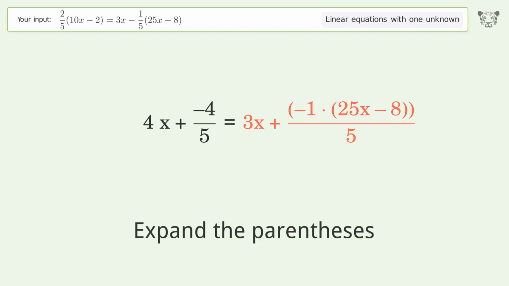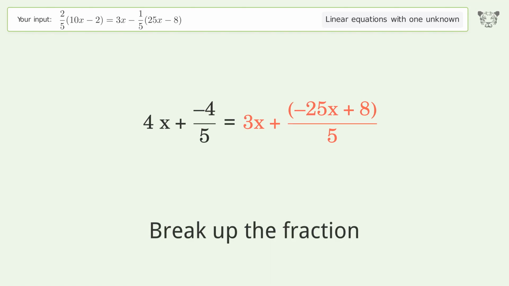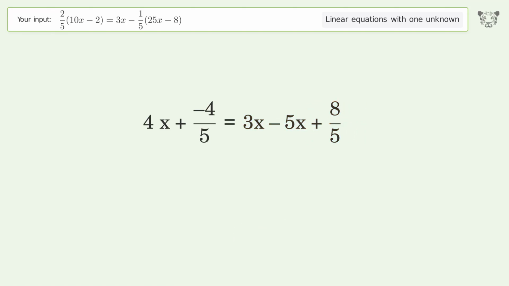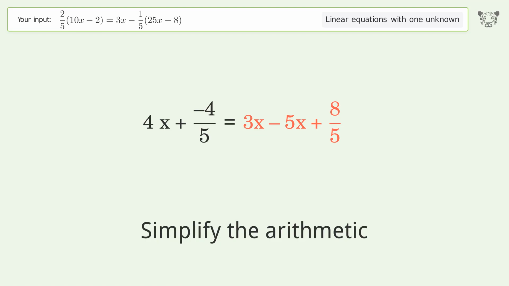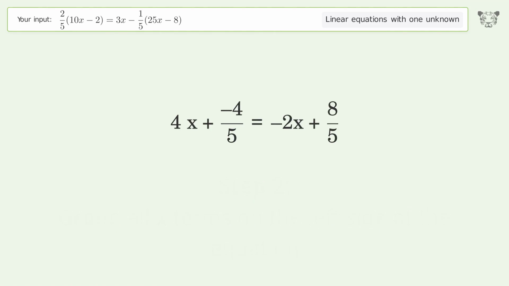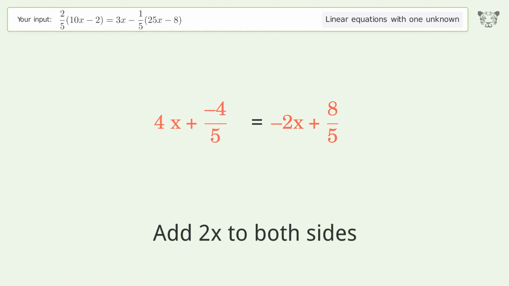Expand the parentheses. Break up the fraction. Simplify the fraction. Simplify the arithmetic. Group all x terms on the left side of the equation. Add 2x to both sides.